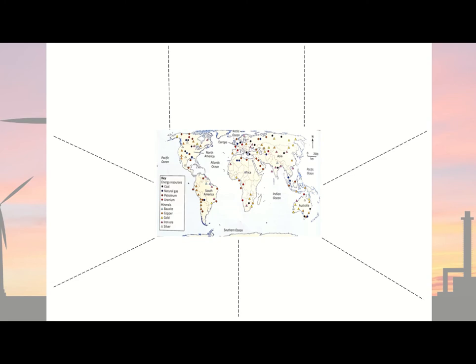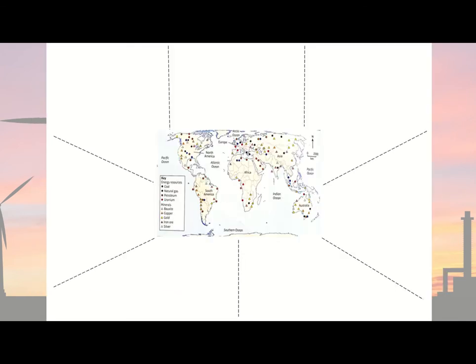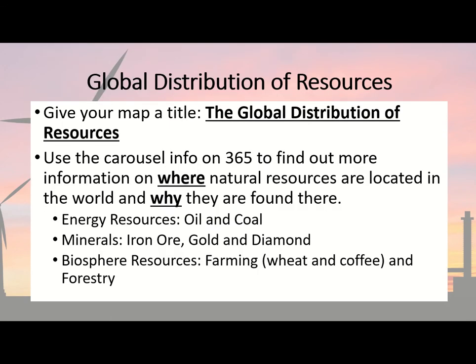So you need to find this handout on 365 if you can, and if you can't find it, you could always just screenshot this map from this slide, okay, and then put it in the middle of an A3 page or something like that, where you can do it on a Word document and print it out later. So there are 7 sections, and I'm going to provide you with the information.